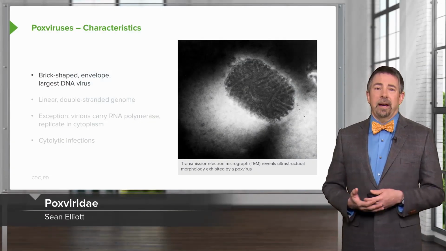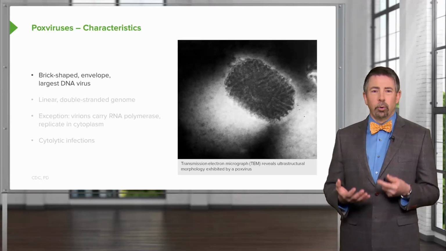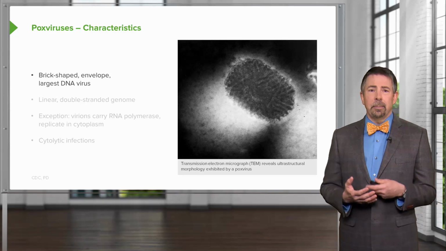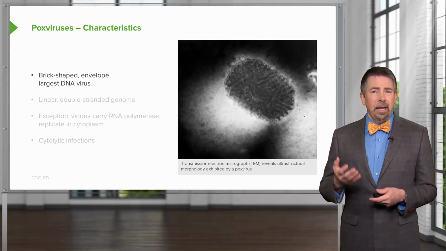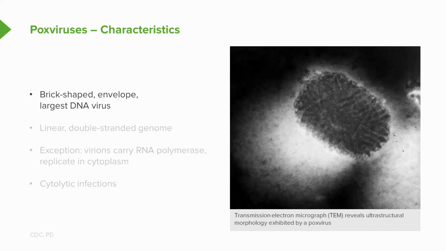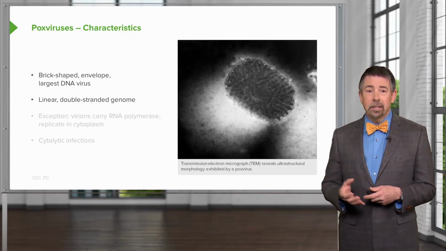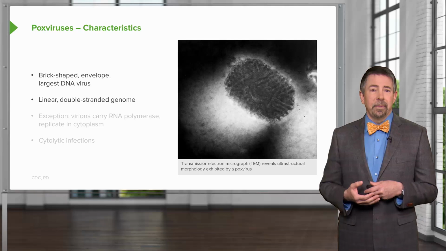Poxviridae viruses. The pox viruses are large, brick-shaped, enveloped. In fact, they're the largest double-stranded DNA viruses that we know of. And you can see a scanning electron microscope picture on the right. It's a very prominent, bulky virus itself. Its genome, double-stranded DNA, is also linear in nature.